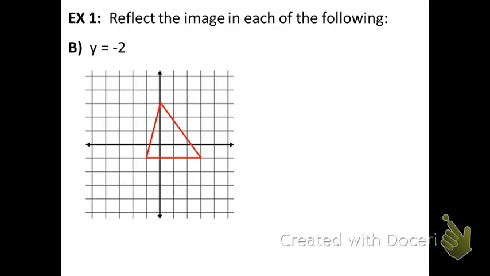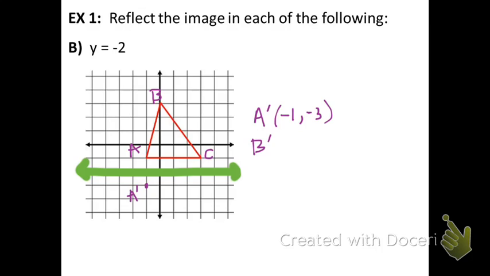Example 1b asks us to reflect into the line y equals -2. So it's really important to know where the line y equals -2 is. It's down 2. And then we're going to reflect into it. So again, I'm going to go ahead and label these points, A, B, and C. I'm going to say how far is A from the line. We can see that it is 1 unit from the line, so we're going to go 1 unit below to get our A prime. So our A prime then is located at -1, -3.